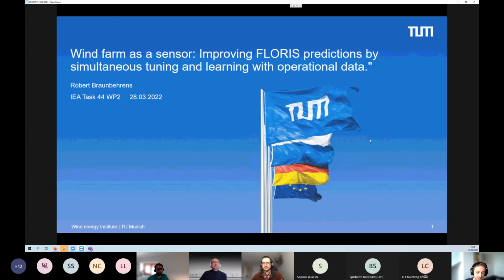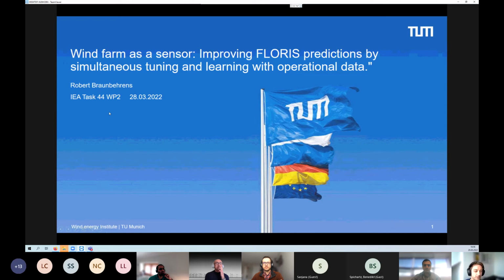I work in Munich. Before, I was working in industry at a company that's now called RWE as a wind resource analyst. And I work a lot with wake models and low fidelity wind farm models, in particular FLORIS. And yeah, you already set the topic, so I would get started right away.